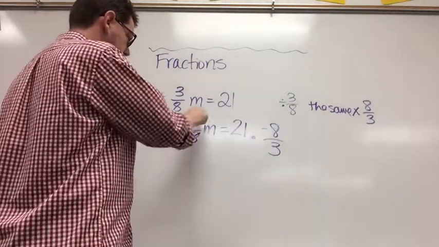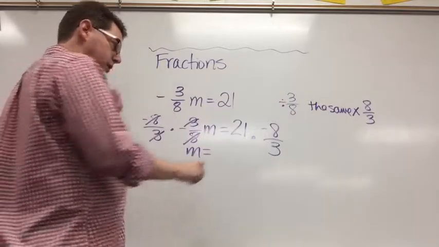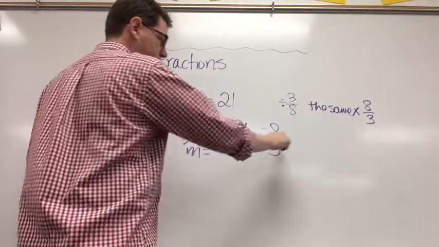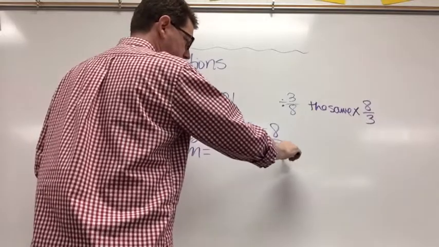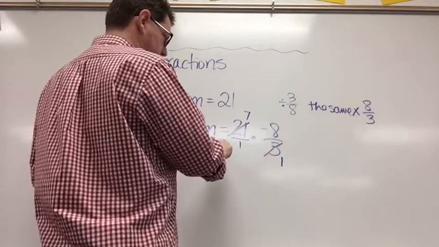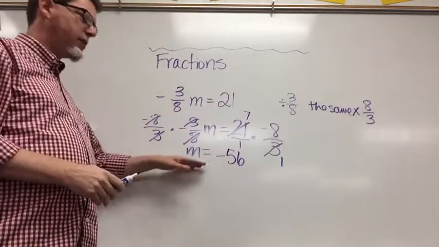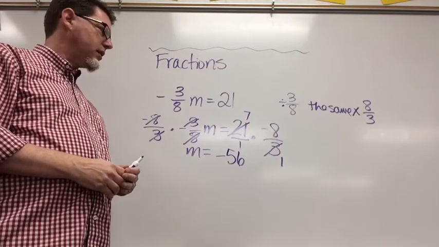Now the negative 8s and the 3's cancel out, and we're left with m equals, I'm going to put 21 over 1. We can cancel this 3 and the 21. The 3 divided by 3 is 1. 21 divided by 3 is 7. And so all we're left with is negative 56. We'll go over some more problems like that in class in case that's confusing.